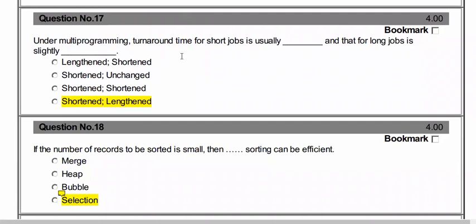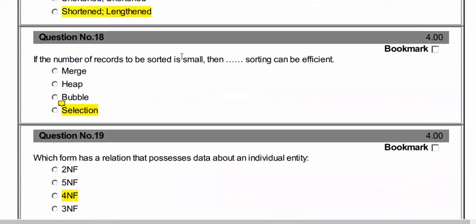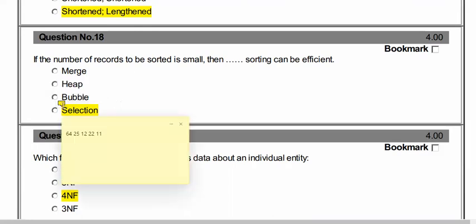Under multiprogramming, turnaround time for short job is usually dash and that of long job is slightly dash. Option D is right, shortened and lengthened. Under multiprogramming, turnaround time for short job is usually shortened and that of long job is slightly lengthened. If the number of records to be sorted is small, then dash sorting can be efficient. Option D is right, selection sort.